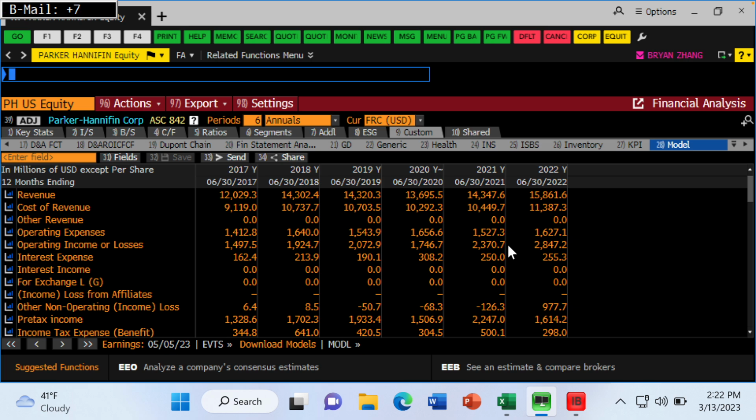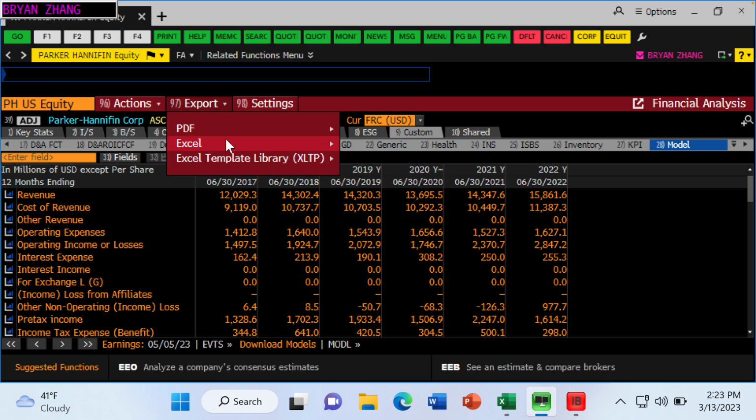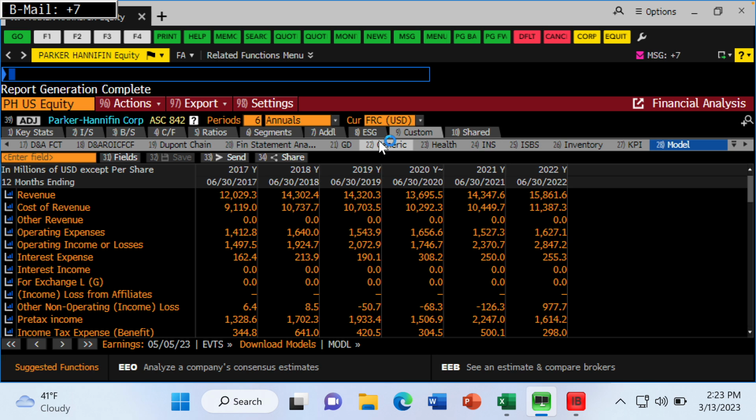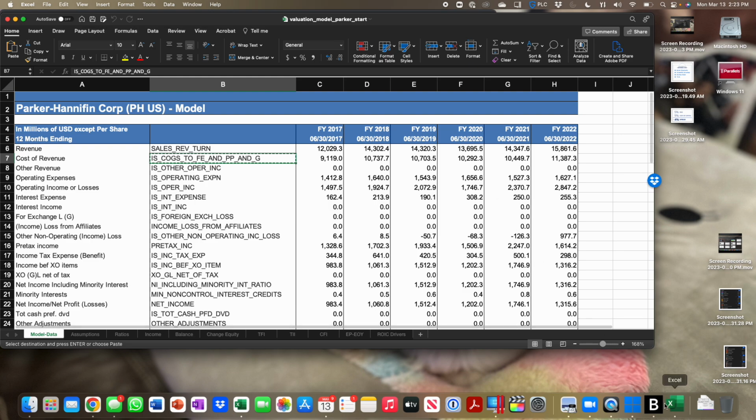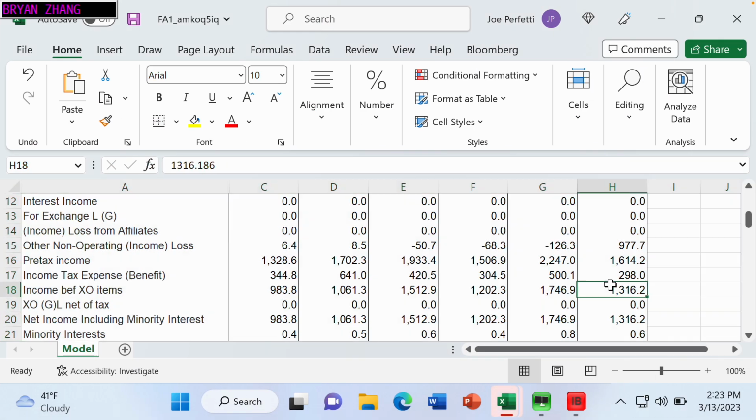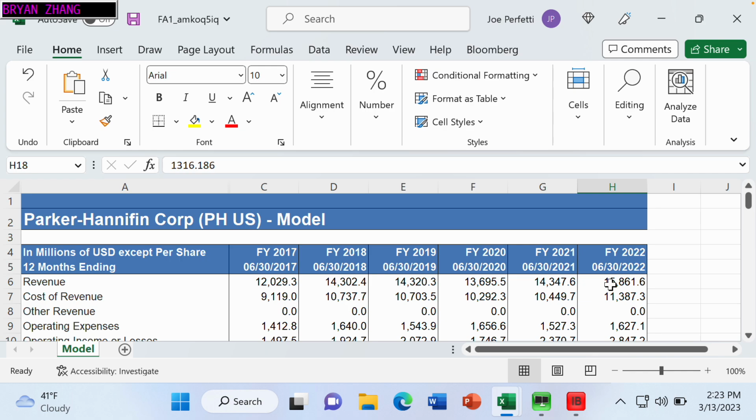Okay? So here's what happens next. Once you have this template, export this template to Excel, and all this data is going to be dumped into Excel. And it is this Excel file that I've dumped into that is then the first tab in the Parker Hannifin valuation model. Does that make sense to everybody? So this is now this file. Okay, that's what I just exported.